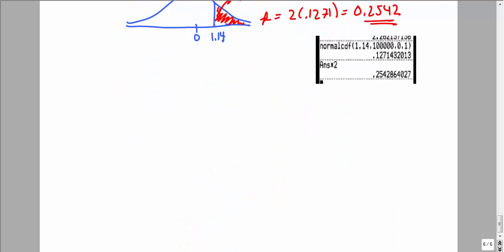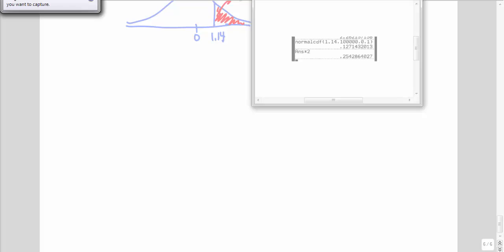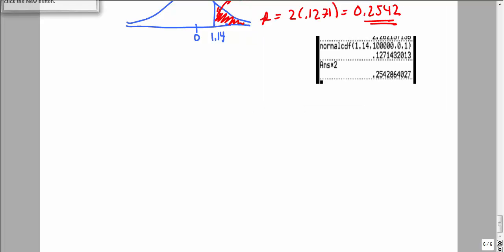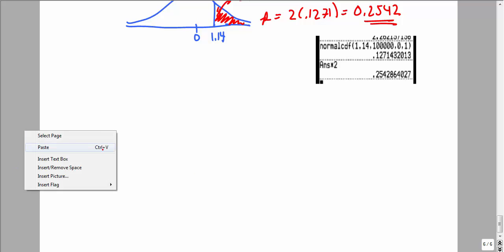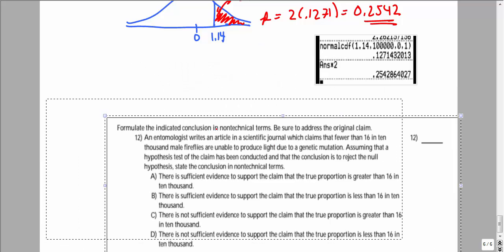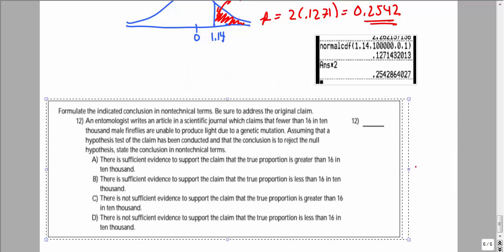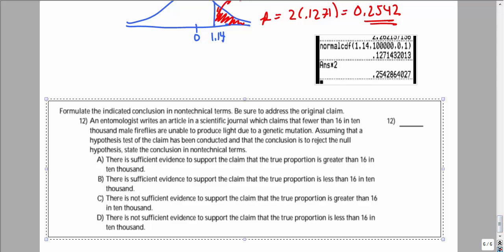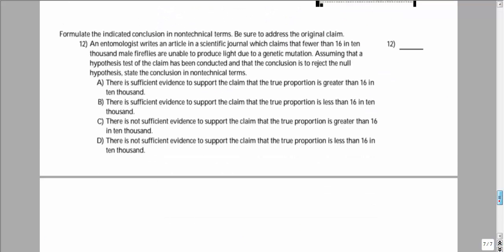Okay, let's go ahead and look at our next problem, number 12. This is definitely a larger, longer problem word-wise, but they're actually asking us to draw a conclusion. So we're not running through an entire hypothesis test. We're kind of shortcutting it and saying, okay, well, if you were told that we rejected or failed to reject, what does that mean in terms of the problem?